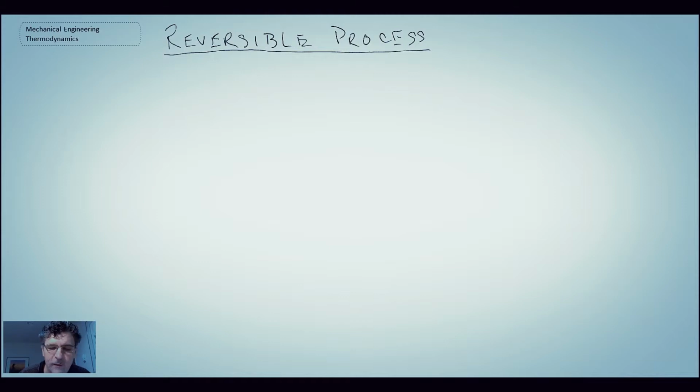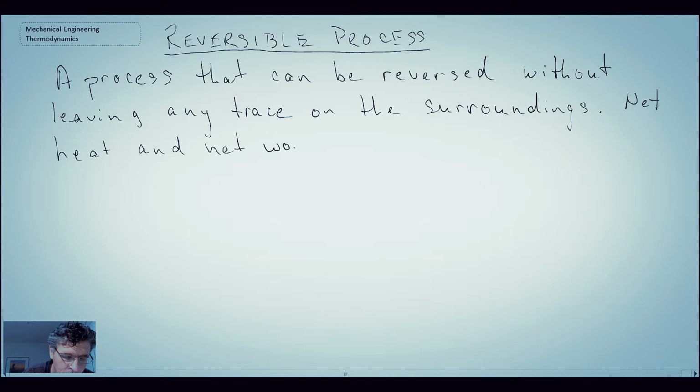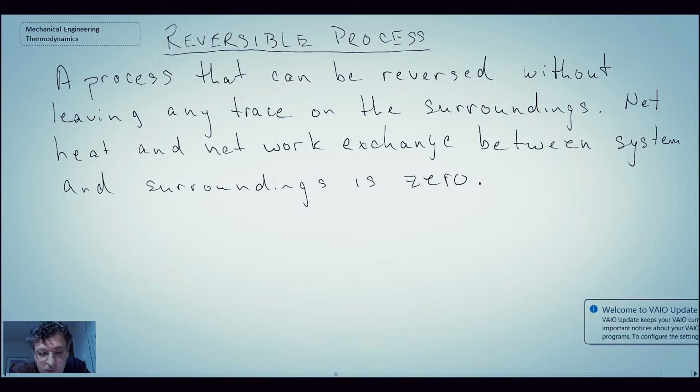But to begin with, a reversible process, I'll give you a definition. So there's the definition of a reversible process. It says that it is a process that can be reversed without leaving any trace on the surroundings, so on the environment surrounding the system that we're looking at. And it also says that the net heat and net work exchange between the system and the surroundings is zero.